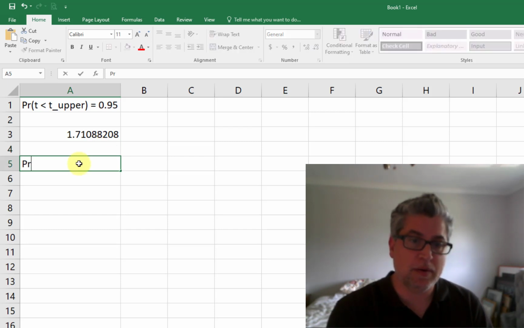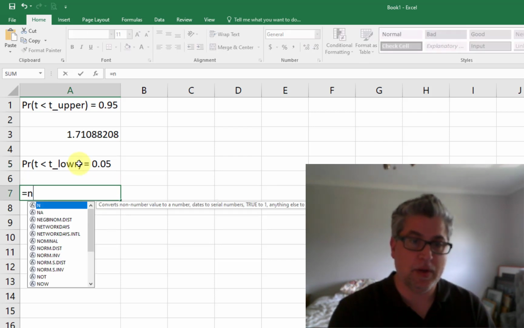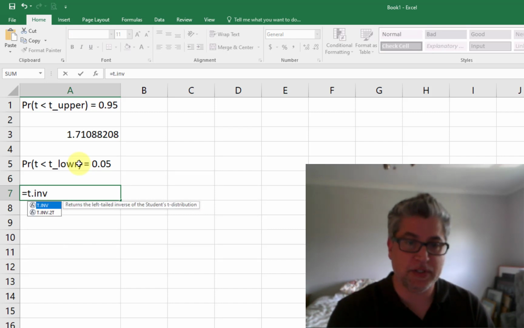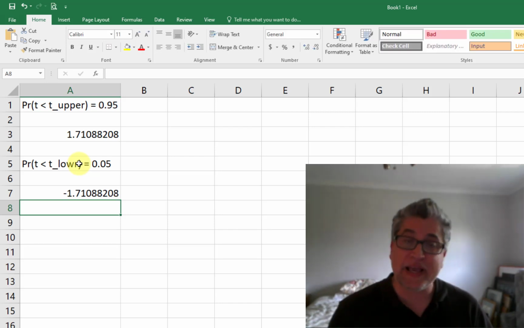Now, what if we tried to calculate t lower? Well, t lower only covers 5%, that unshaded area. So t.inverse of 0.05, and then we would have 25 minus 1, or 24, and we get the negative of that. So 1.711, let's call it.